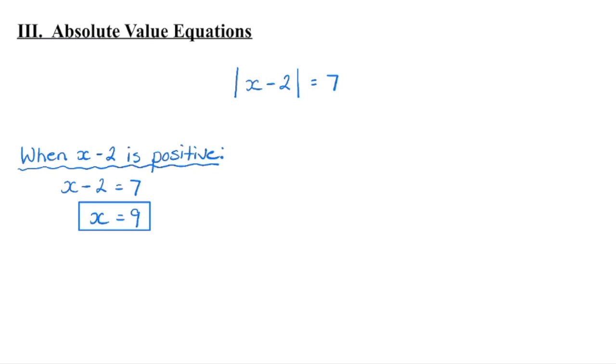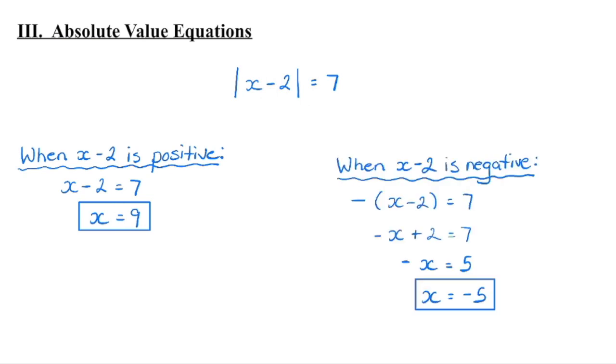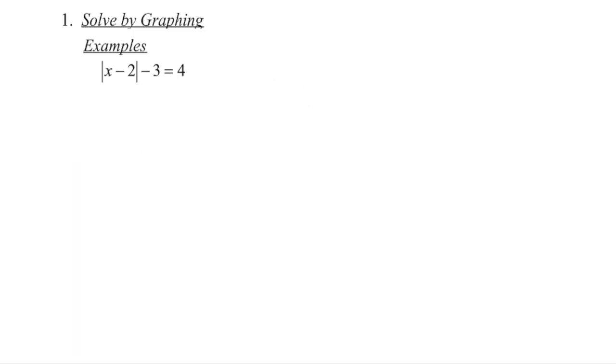In the first case, kind of like what we did with piecewise functions, this in here can be positive. In the second case, we have to also consider if this in here is a negative expression, then we take the absolute value of that and end up with that positive 7. We can solve an absolute value equation graphically and algebraically. We're going to begin by taking a look at how to do it graphically.